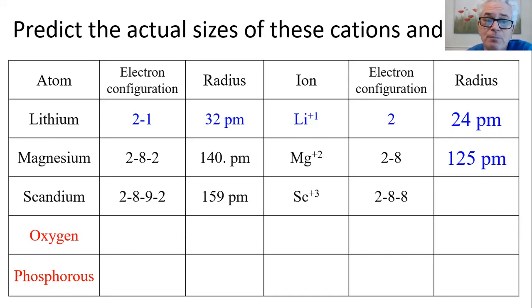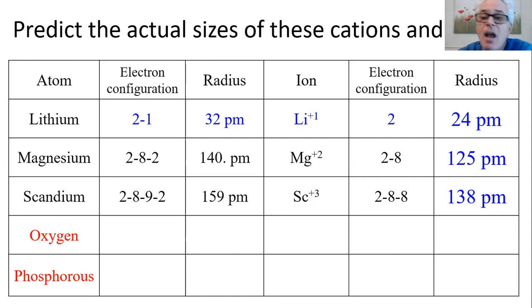Scandium. Oh look, they all jumped up at once. Scandium on the periodic table, 2-8-9-2, has a 159 picometer radius. It becomes a positive 3 ion and it ends up as 2-8-8. It goes from 4 orbitals to 3 orbitals. It has to be smaller, the ion, right? How much smaller? Nobody knows. No, I don't know. You don't know. Pick a number. What did I pick? 138. So from 159 to 138. Is it really 21 picometers smaller? I don't know. Who cares?